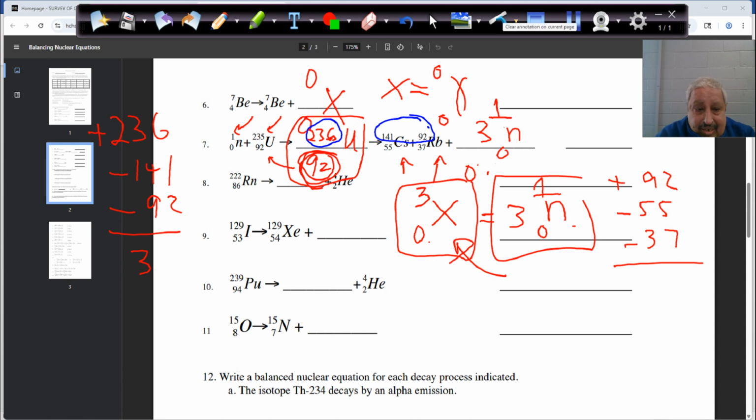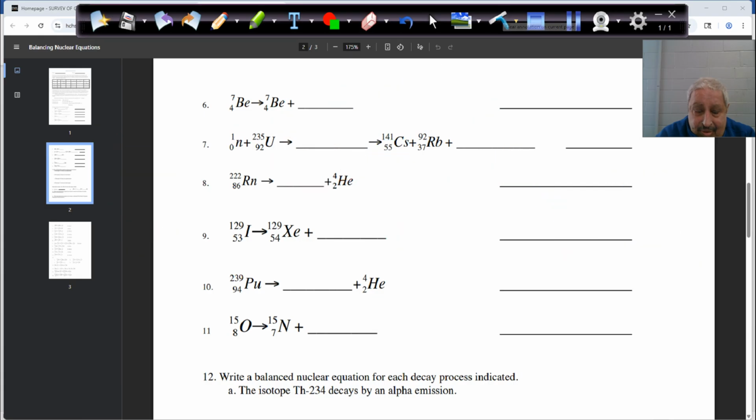Okay, let's take number 9. So what will be here our X? What's the atomic mass? Iodine will give you xenon, correct? Iodine will give off some radiation. We'll see what type of radiation is coming off. So what's the atomic mass? 0. What's the atomic number?